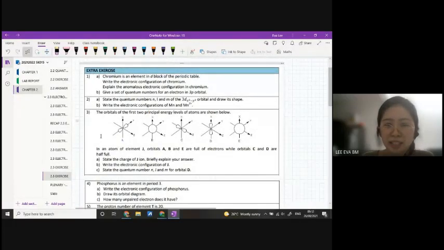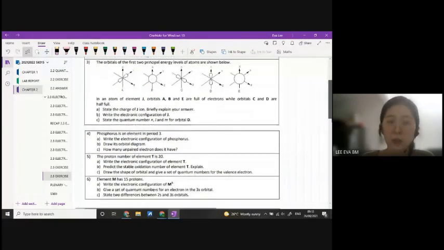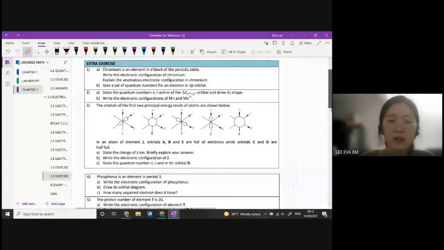Oh, nampak soalan 3 ni interestingnya. Masuk sekali shape of orbitals. So what is the relationship between shape of orbitals with the electronic configuration, with the charge of ion, with the quantum number n, l, m? Semua ini ada kaitan. That means from 2.2, 2.3, they are actually linked together. So you may try to look at the question first and try it. Next week, we are going to see the method to answer this kind of questions.